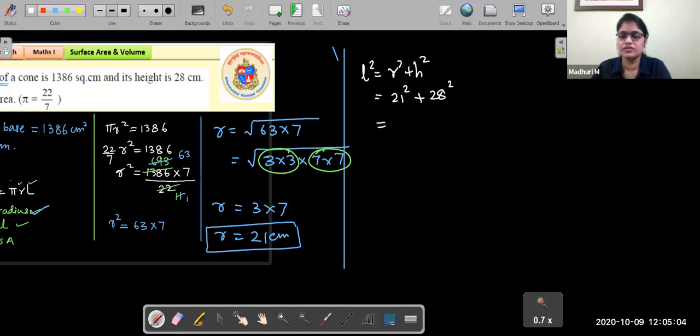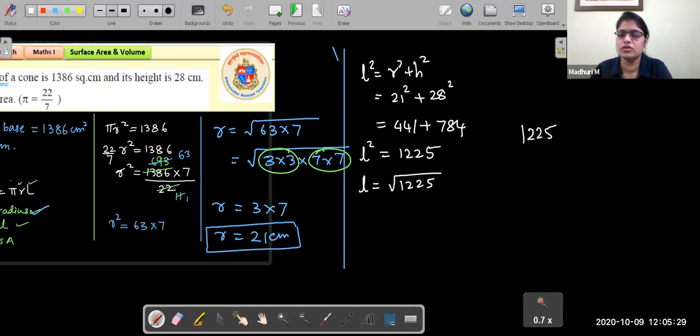So 21 squared is 441, and the square of 28 is 784. Adding them up, you would get 1225. So L squared is 1225. And then we have to take the square root, right? So L will be equal to the square root of 1225. What are we supposed to do? How to find the square root?